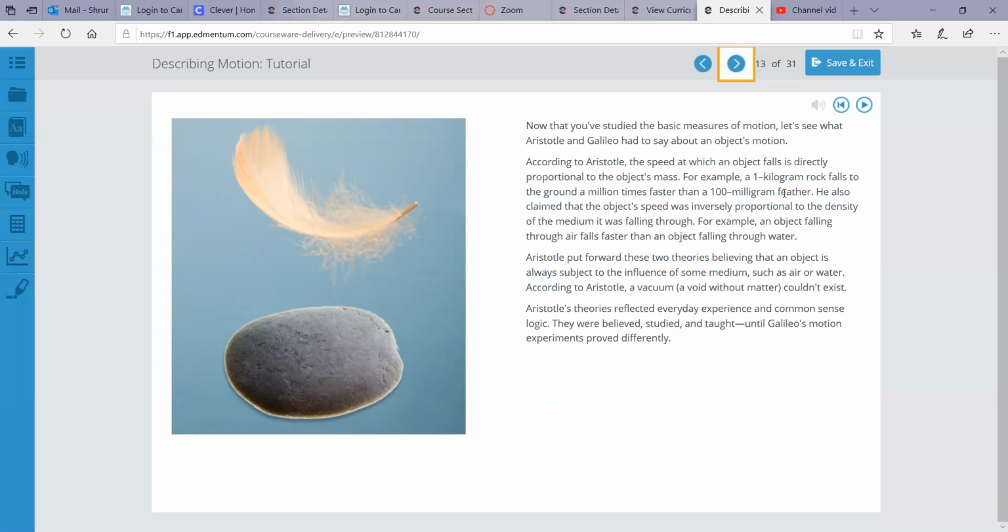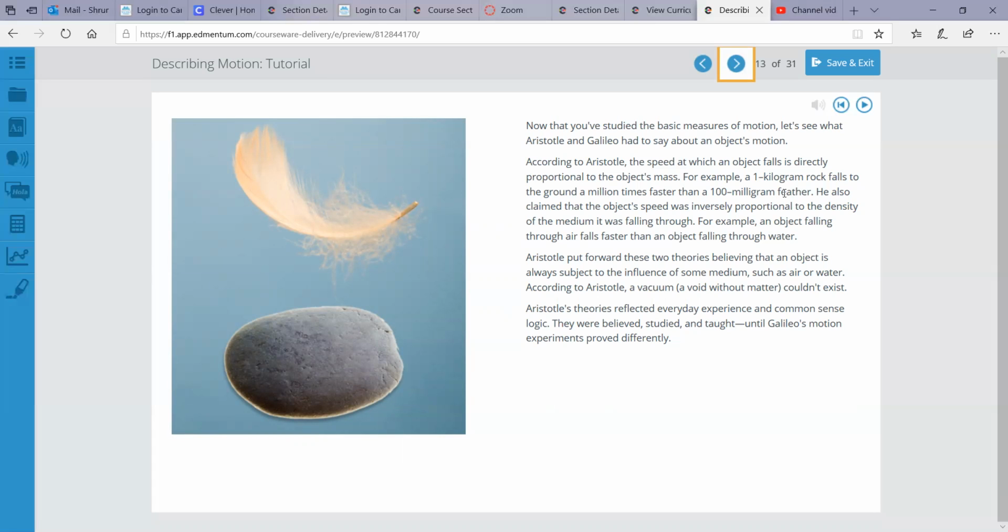Aristotle, according to him, the speed at which an object falls is directly proportional to the object's mass. So, for example, a 1 kilogram rock falls to the ground 1,000,000 times faster than a 100 milligram feather. He also claimed that the object's speed was inversely proportional to the density of the medium it was falling through. For example, an object falling through air falls faster than an object falling through water.